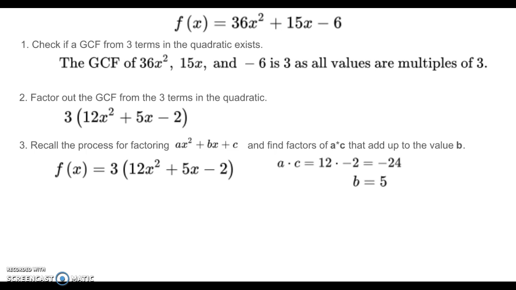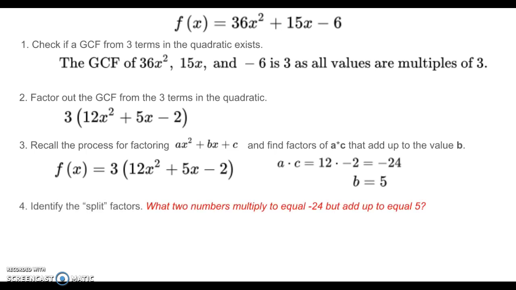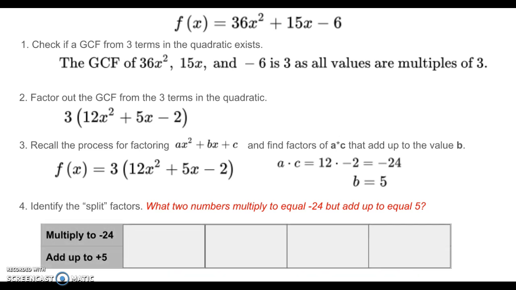So this is the process that we get to work through, and it's kind of an interesting process because it takes a lot of trial and error. We're going to identify these split factors. And they ask again, what two numbers multiply to equal negative 24 but add up to equal 5? So let's build this table. We're looking for things that multiply to be negative 24.